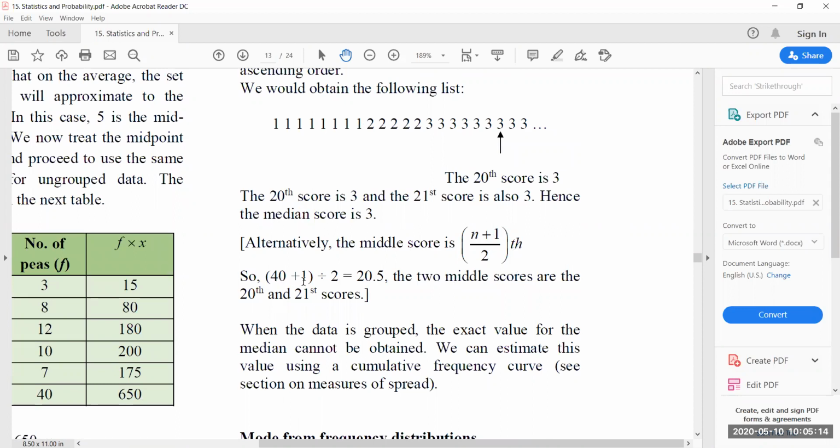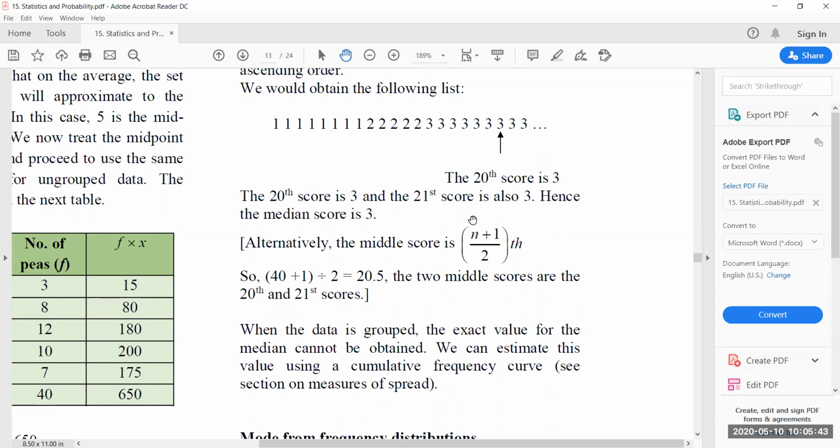Okay? So alternatively, the middle class score is n plus 1 over 2. So 40 plus 1 divided by 2 is 20.5. The 2 middle scores are the 20th and 21st scores. Okay, that's an easier way to do it if you want to do it that way. I genuinely prefer to just list it out. I could see it better that way. And I know for sure I'm not going to run into errors. Because I don't like to memorize formulas, etc. So I would prefer this long way. Of course, if you prefer it this way, then you can feel free to do it this way, right?